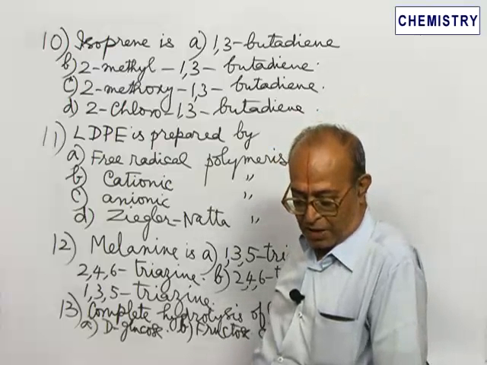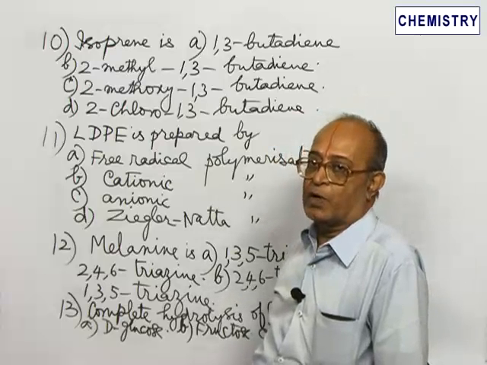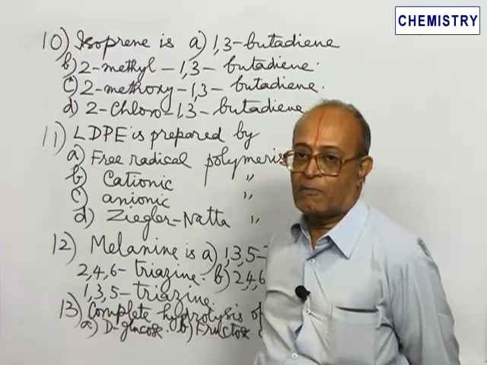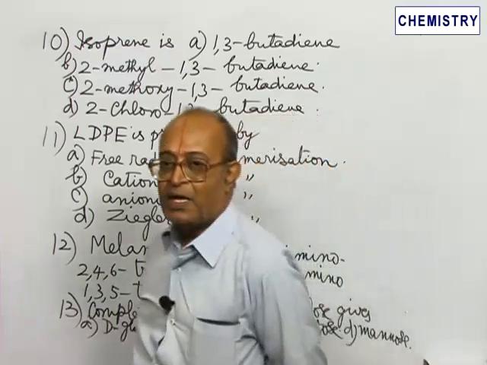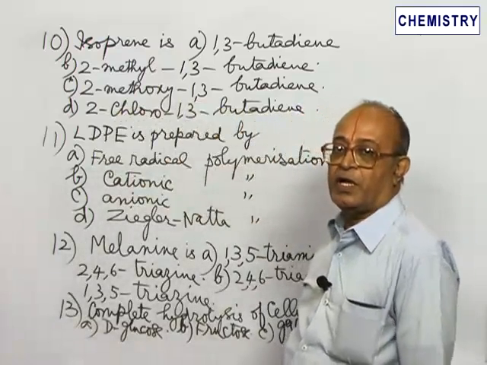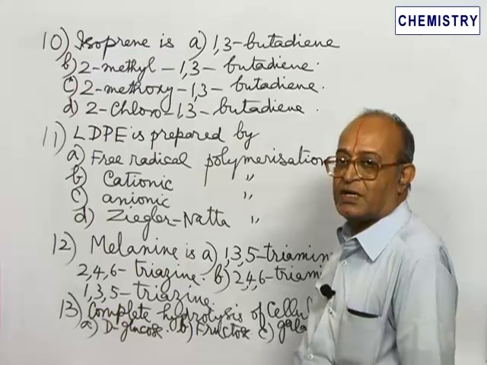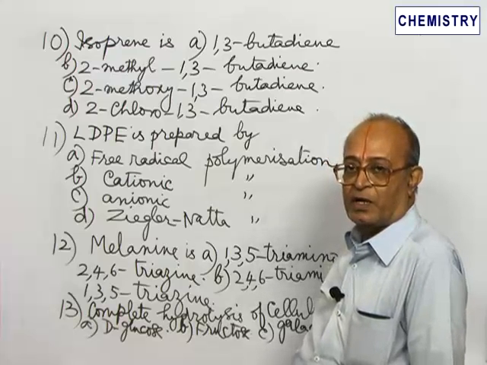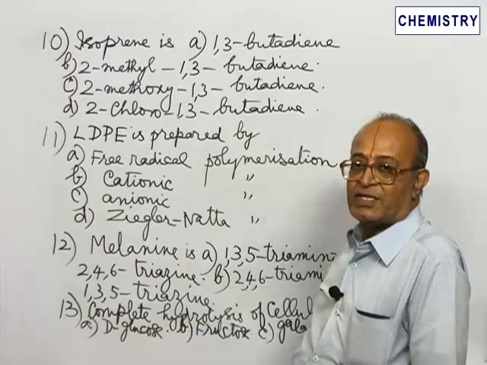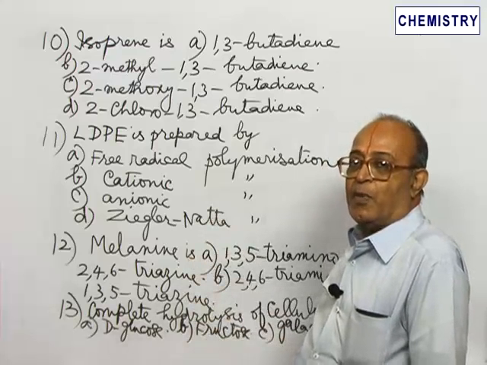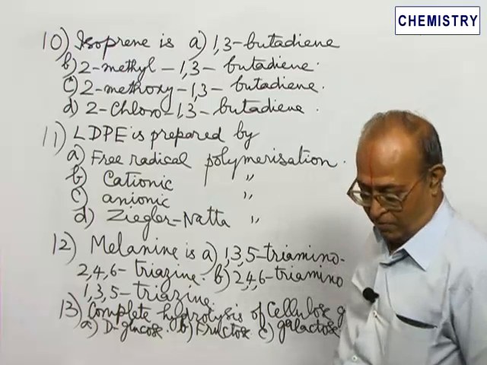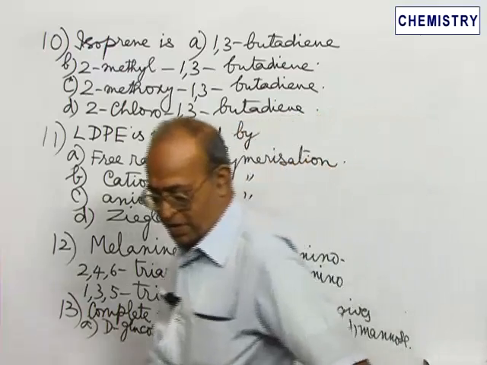Now, in this connection, I want to remind you one point. This natural rubber is cis polyisoprene, cis polyisoprene, whereas gutta-percha is trans polyisoprene.